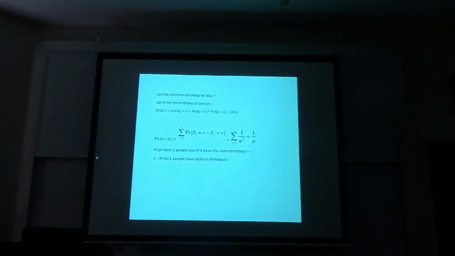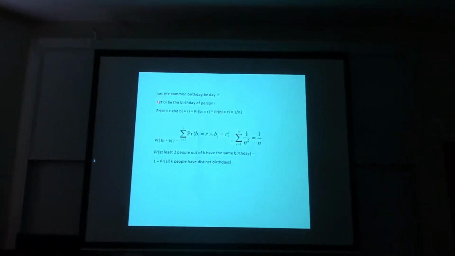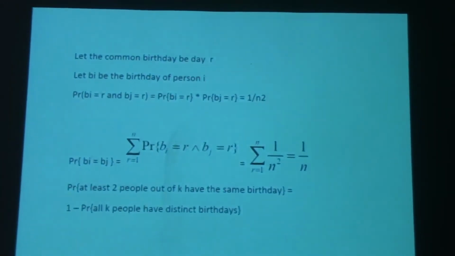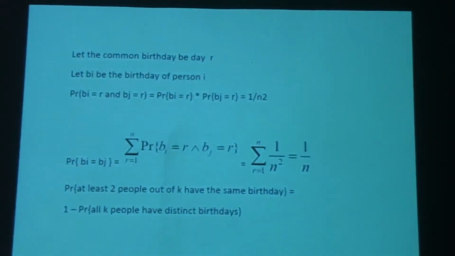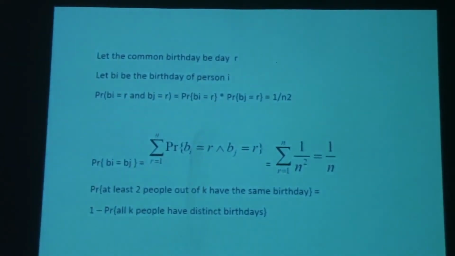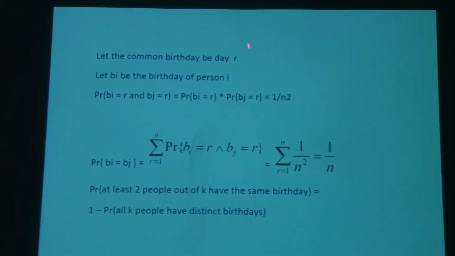We're going to say B sub i is the birthday of some person i, because we're going to look at two people. So the birthday of person i is B_i, and the birthday of person j is B_j. If R is a day that we're looking for the commonality, we're going to look at the probability that B_i is equal to R as well as B_j is equal to R. Does that make sense?